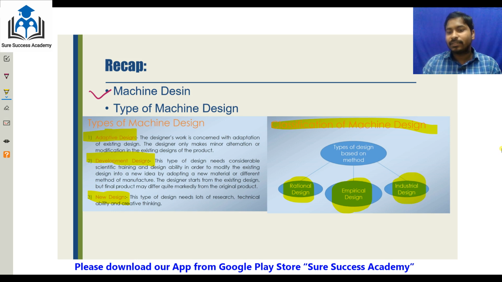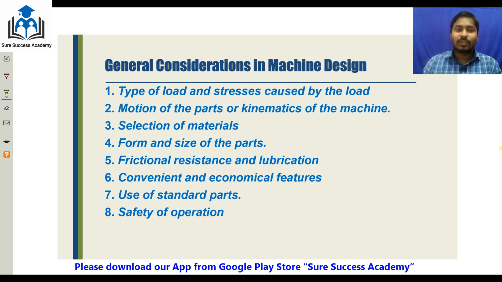In industrial design, based on industrial norms and the availability of industrial resources, you can make the designs, okay. Also there are general considerations in machine design. We already know there are 12 points you have to consider while making the design. First, the type of load and stress: you have to calculate the stresses and strains that the loads cause. Another important parameter is the motion of the parts. If the motion is simple or smooth, then it is good from a design point of view. That may be curvilinear or rectilinear, constant velocity or constant acceleration type of motion.